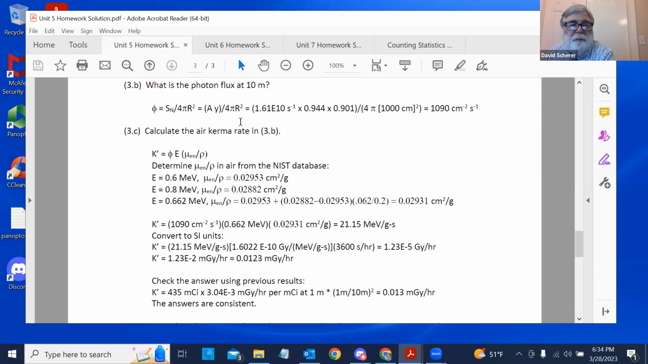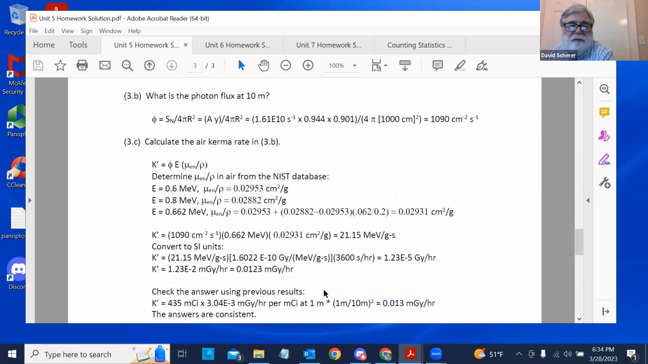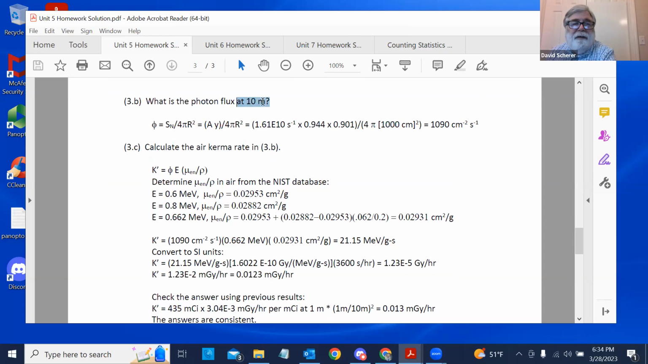And this second one is at 10 meters. So I just took the previous result, scaled for distance, and I got an answer that's comparable to the answer I calculated. Okay. And that is why it's 1,000. This is the flux at 10 meters. That's why it's 1,000 centimeters, because that's what it is for 10 meters. I said it was a typo, but it wasn't a typo. Everybody good?